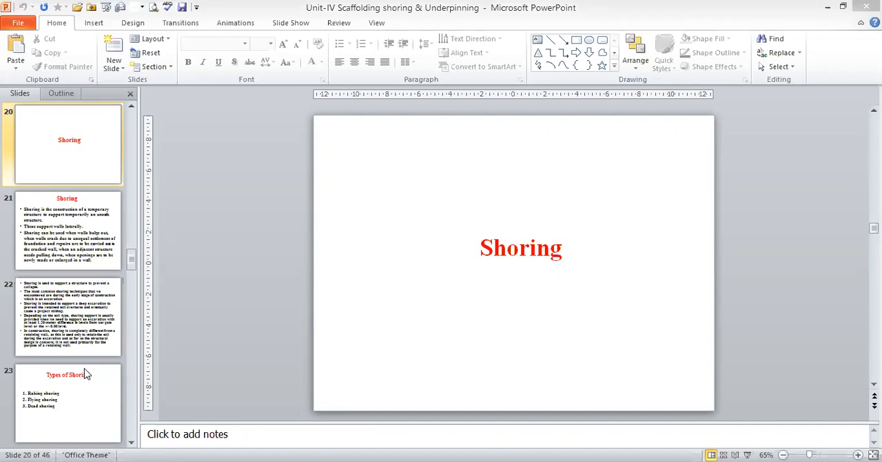A very simple example: if we have an accident and cannot stand stably, we can use a stick. The stability of older people is very low, so they depend on a stick or a wheelchair. Like that, if the structure is unsafe and we provide support, that is what we call shoring.